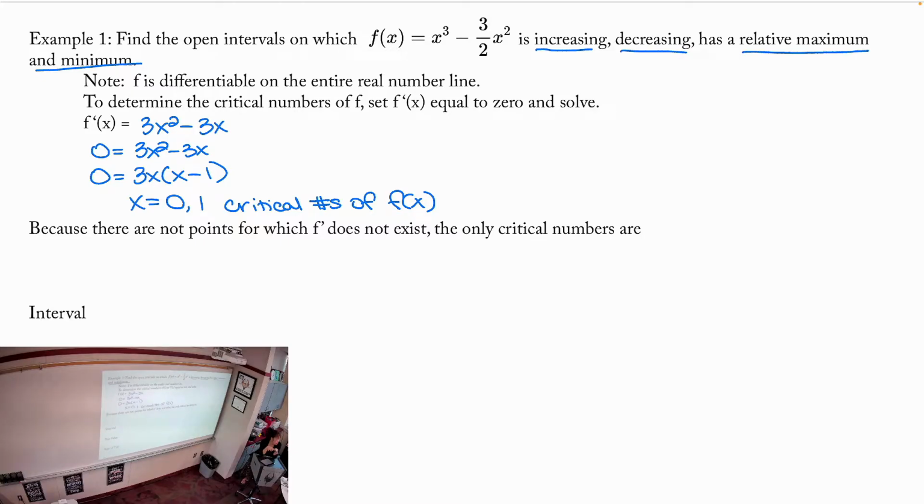If I had a denominator with my derivative and I was able to set that equal to 0 and solve, then I would also have critical numbers where the derivative does not exist. But in this case, it was just a line.